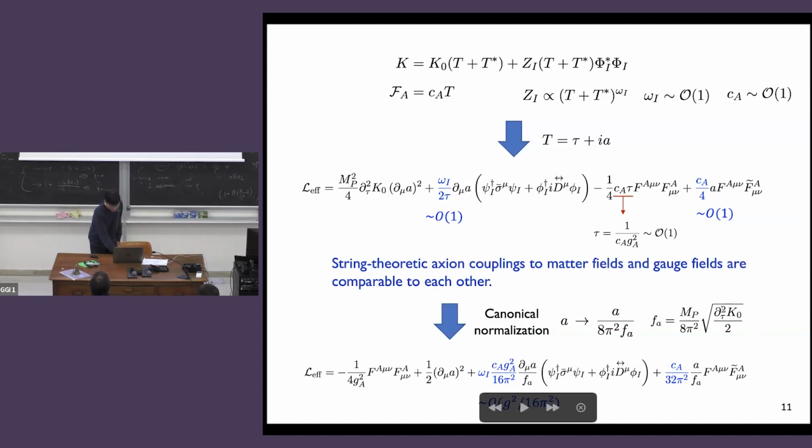So as I mentioned, if this is order 1, without assuming a parametrically large extra dimensional volume, then the typical string theoretic axion decay constant will be given by the one-loop factor times the Planck scale, or the Gauss scale. However, if you consider some large extra dimensional volume, then this can be parametrically smaller. Then we can get a parametrically small axion decay constant in string theory as well.